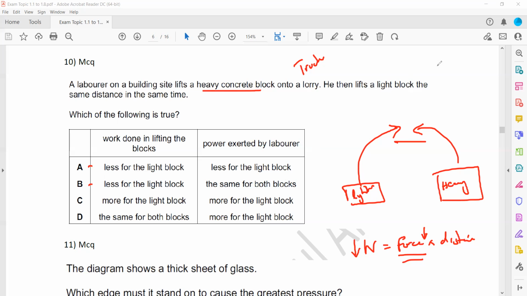Then what about the power? The power depends on work and time. Because he is doing less work when lifting a lighter block, if the work done decreases, what will happen to the power? The power will also decrease. So there is less power and less work done. So A should be the right answer.